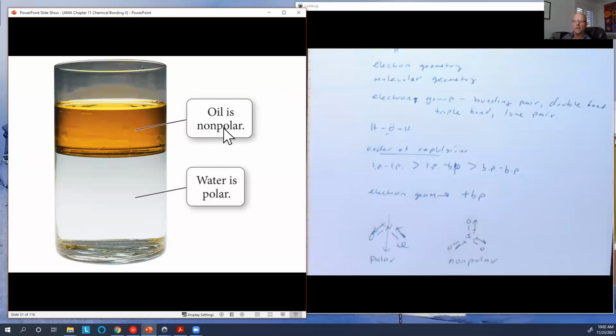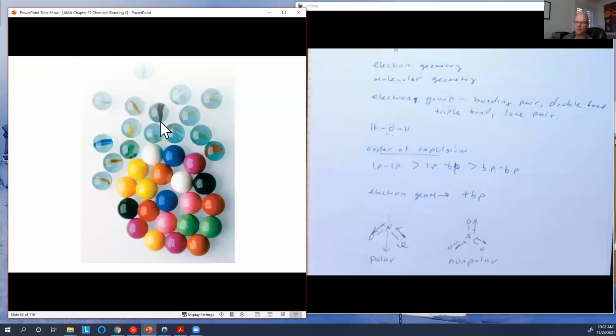The polarity of molecules again affects many of their properties. We already saw how water is a liquid at room temperature instead of a gas because it's polar. Polar and nonpolar substances tend to separate from one another. Like here, oil is very nonpolar, water is very polar. The polarity of the water molecules causes them to stick together, and they basically push the oil molecules out.